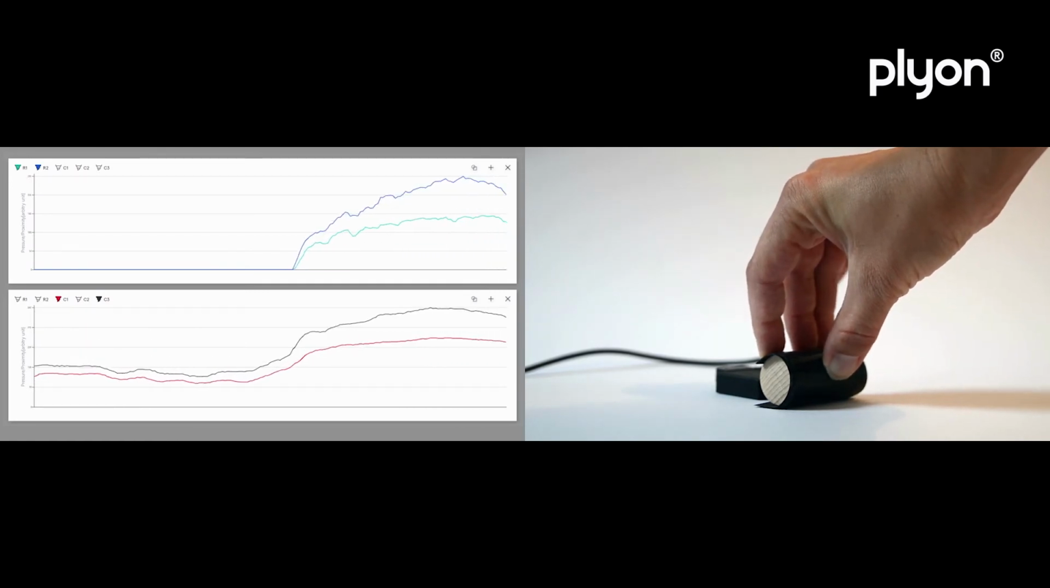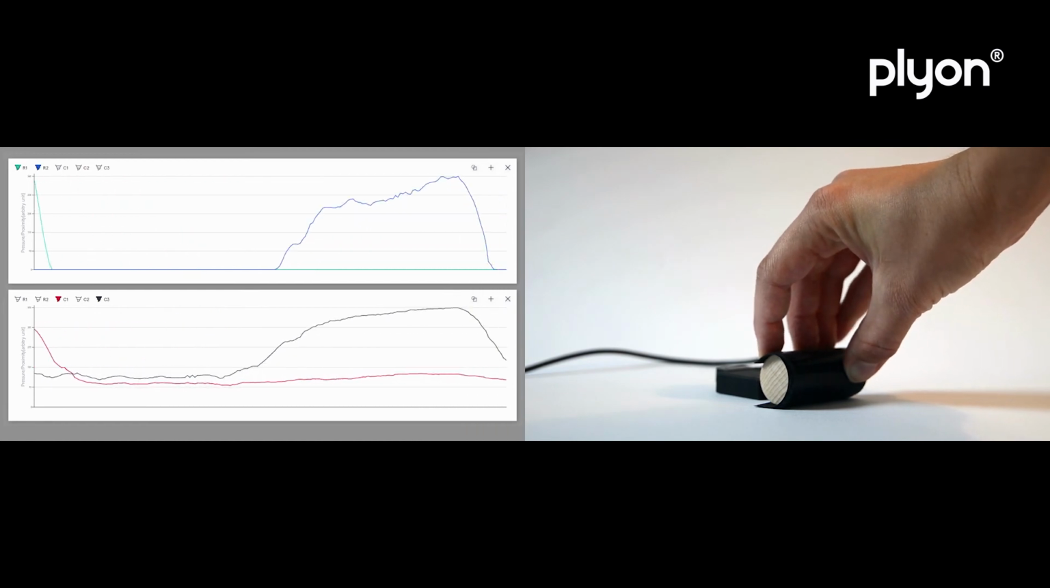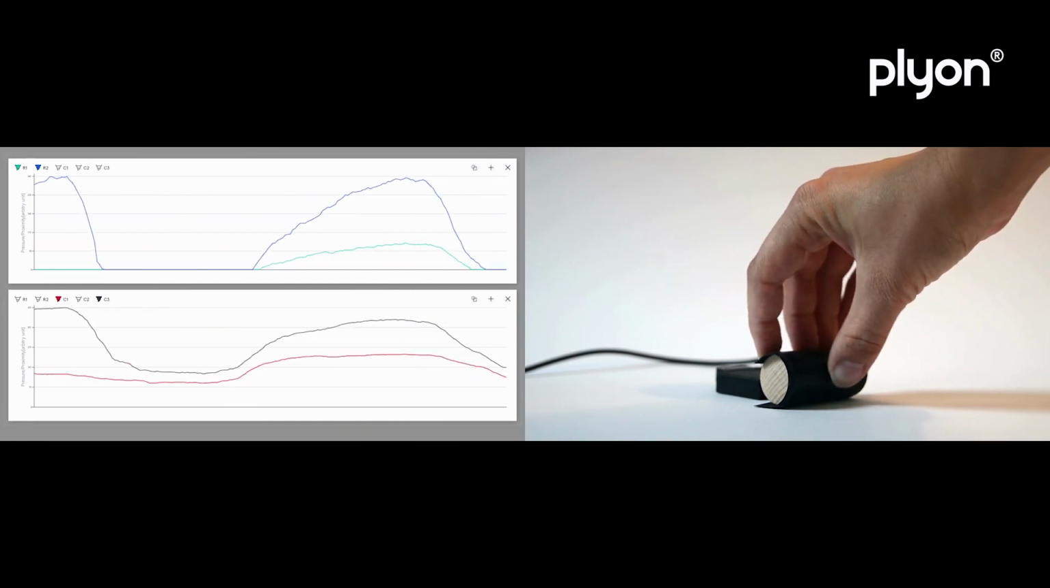Plyon is completely flexible, but despite this fact, it possesses true zero readout capabilities. So the range of detectable pressure values does not shrink when the sensor is bent.